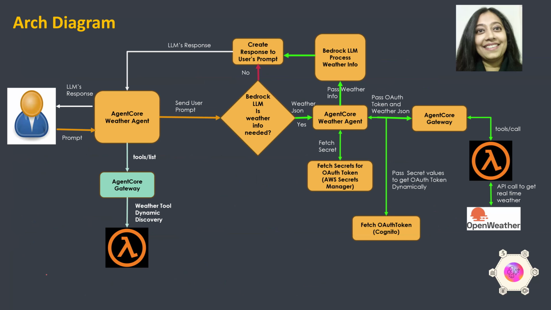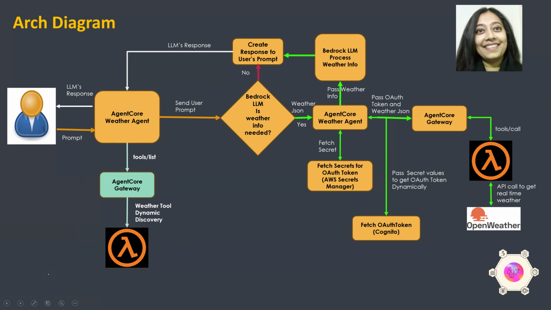This is an architecture diagram that basically showcases how these components will interact with each other. Let's look at this part first. So we have our AgentCore weather agent, and it essentially does dynamic tool discovery using AgentCore Gateway. So dynamic tool discovery is being done over here. So this is one part of our agent. Now, let me erase this ink. Now let us take an end-to-end scenario.